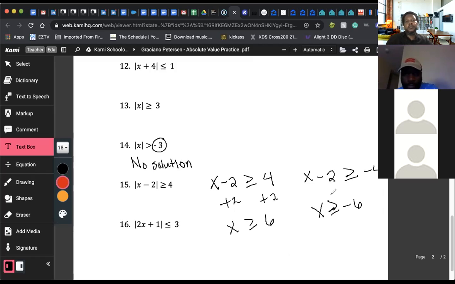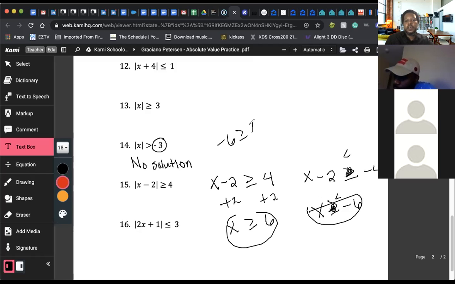Mr. G, so we don't change the sign in here, the greater than to less than? Yes, I'm sorry, here on the left side, it should be less than, you're right. So x needs to be greater than 6 or less than negative 6. So it should read like this. Yes, greater than.